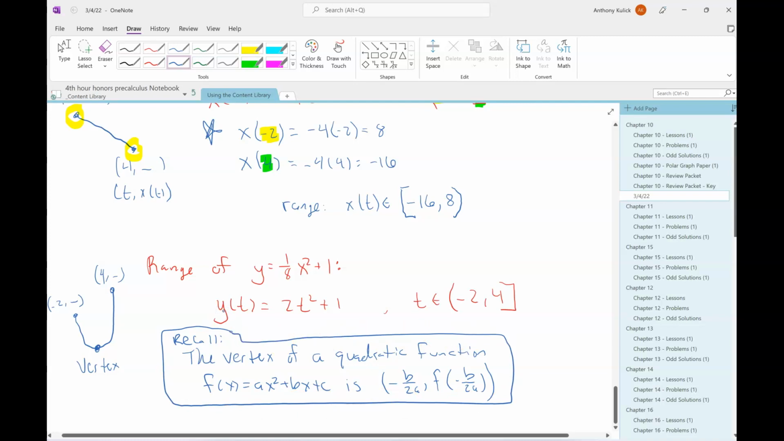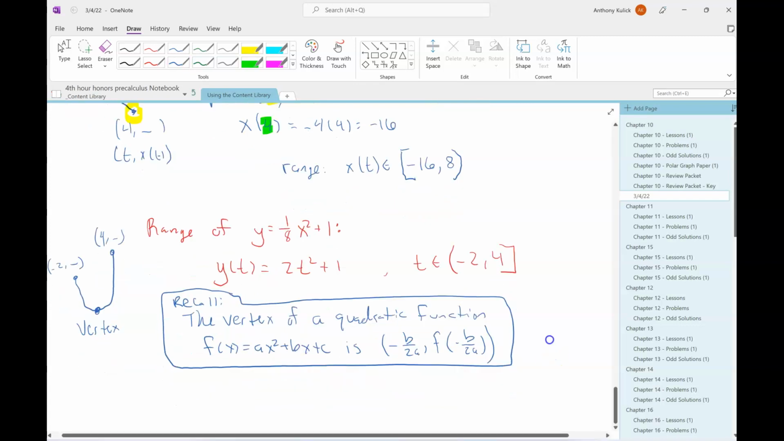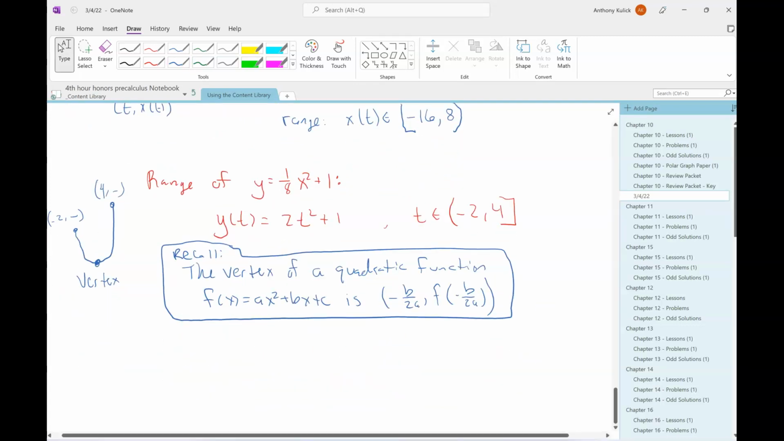So, the vertex of a quadratic function, f of x equals ax squared plus bx plus c, is negative b over 2a, comma, f of negative b over 2a. Hopefully that now starts to look familiar. I believe we spent some time with that last year. So in our case, what is negative b over 2a? Just 0.